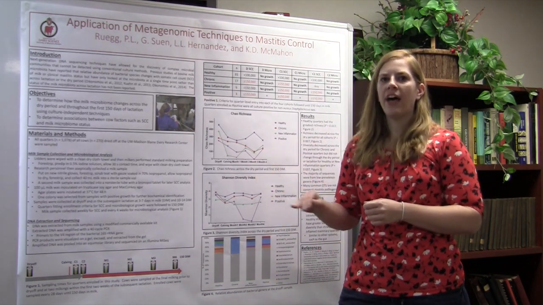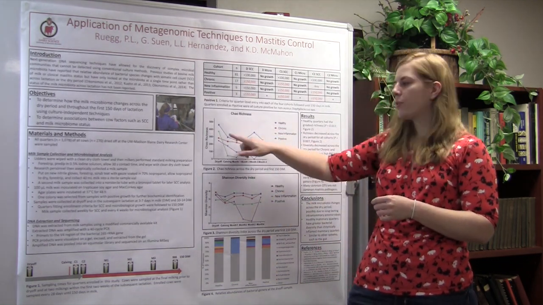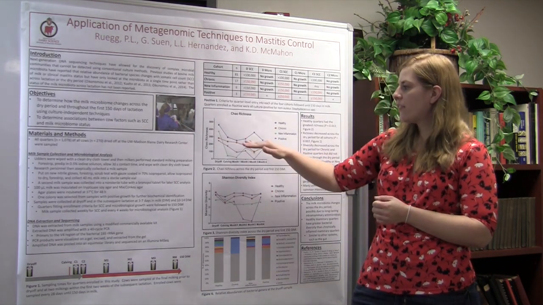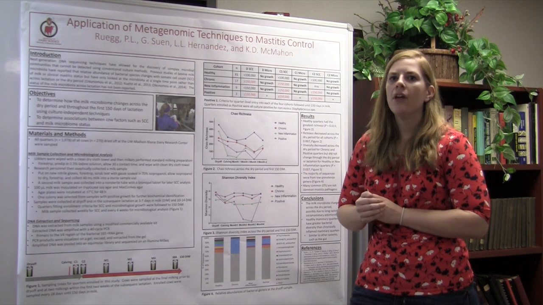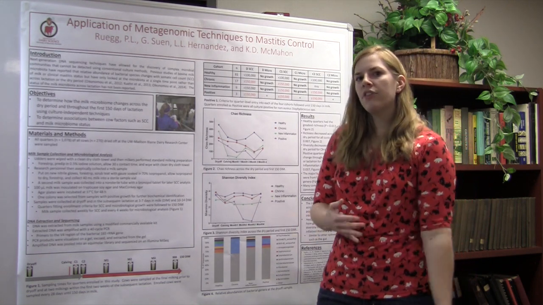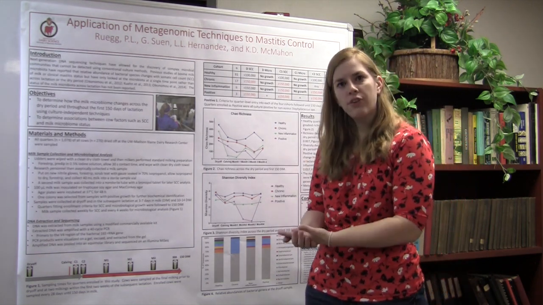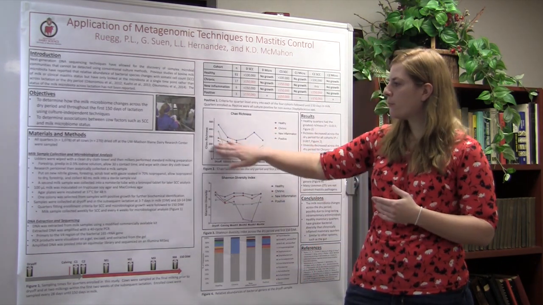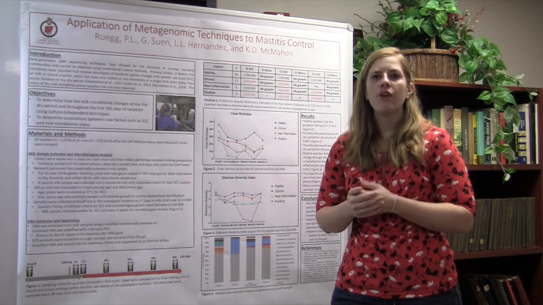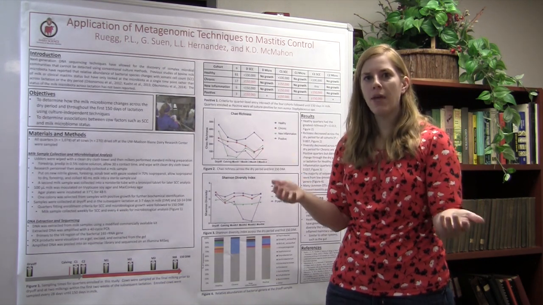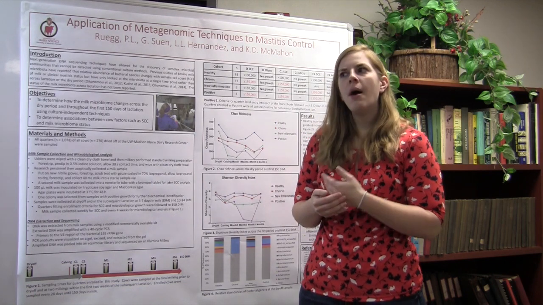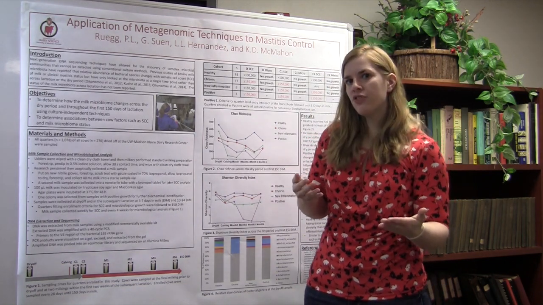So we found that these healthy quarters, which are in blue here, had a greater richness than our inflamed quarters. So our healthy quarters have more bacterial species that we detected in this mammary gland. For all of our groups, the richness decreased between dry-off and calving. And this may be because of that dry cow therapy that we treated our cows with. It could also be due to the involution of the mammary gland.